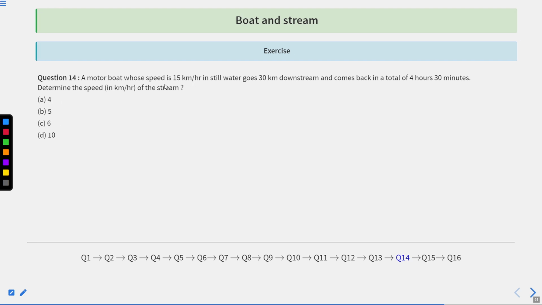A motorboat whose speed is 15 km per hour in still water goes 30 km downstream and comes back in total 4 hours 30 minutes. Determine the speed in km per hour of the stream.